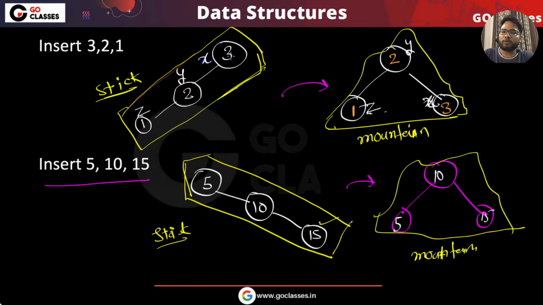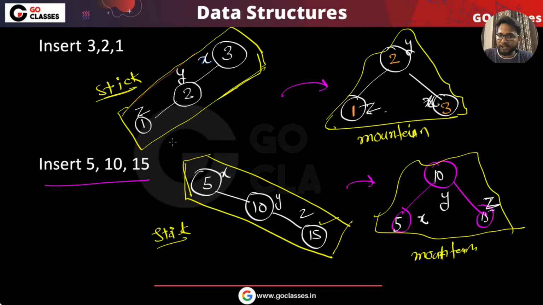Okay, so you can just annotate x, y, z here also, and then you can say 5 is x, and then 10 is y, and 15 is z. Okay, this is z. That is how you can annotate all of these trees, right? I hope you got it.